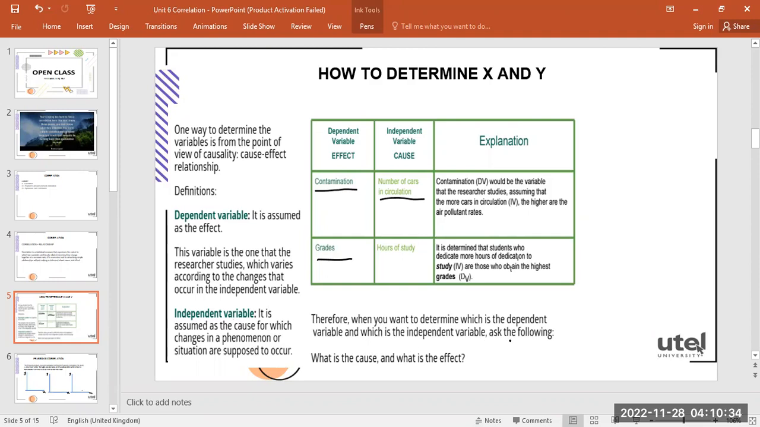So when you want to determine which is the dependent variable and which is the independent variable, all we need to do is ask the following question: what is the cause? Once we determine the cause, the cause is the independent variable. And then the second question is, what is the effect? Once we determine the effect, that happens to be the dependent variable. So these two definitions are key in carrying out regression and correlation studies. Let's commit that to heart.